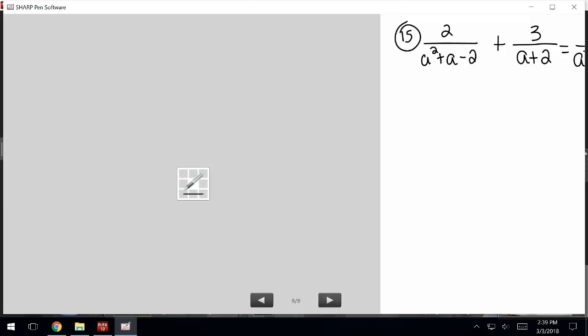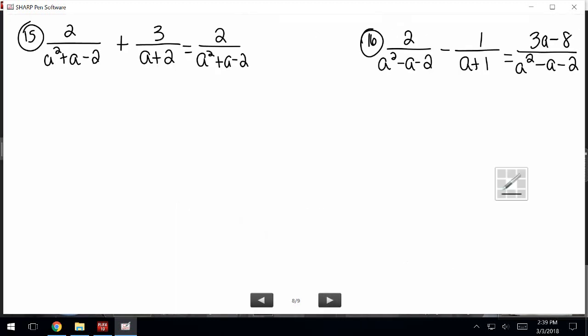All right, let's flip over to the back of the page and let's look at 15 and 16. All right, 15, notice that they already have a squared plus a minus 2 in common. So let's factor these out, and that'll be a plus 2 and a minus 1. And this will be a plus 2 and a minus 1. Notice that they already have an a plus 2 in common. Remember what I told you earlier, if they have something in common already, we might be able to cancel at the very end, okay? So this middle guy needs an a minus 1. Well, if I put one on the bottom, you've got to put one on the top.